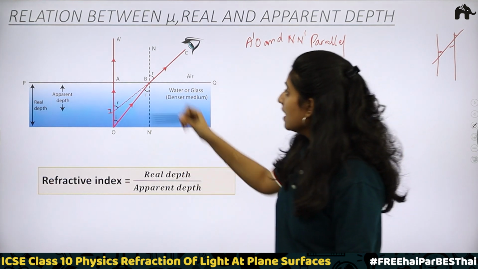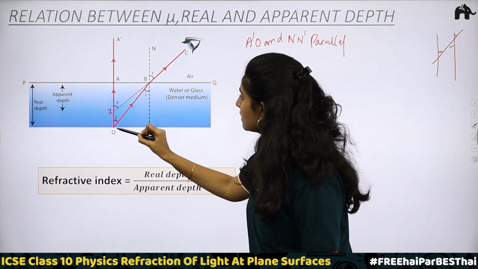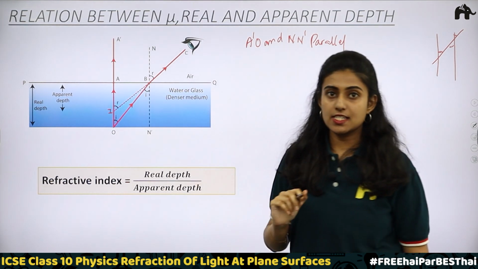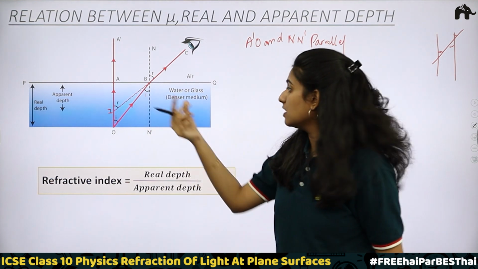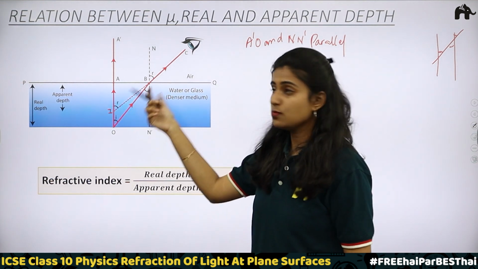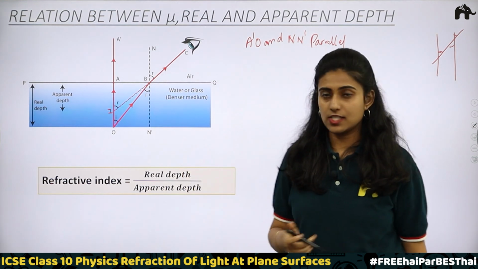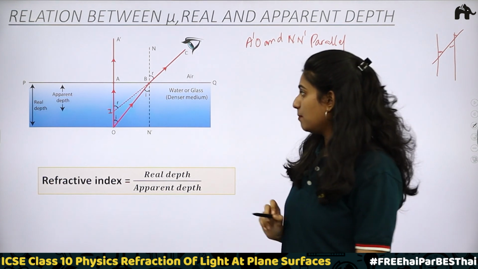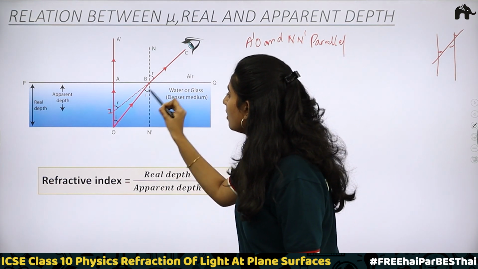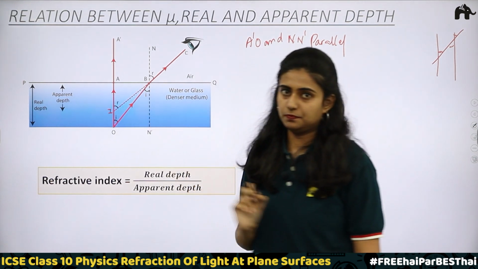Why? Because when you consider these two parallel lines, here you have a transversal. OB can be considered as a transversal. A transversal is a line which cuts both the lines. A pair of parallel lines which is cut by a line, and this line is called your transversal. So when this transversal cuts these parallel lines, what happens? We'll be getting alternate interior angles equal. Therefore, this angle will be I.